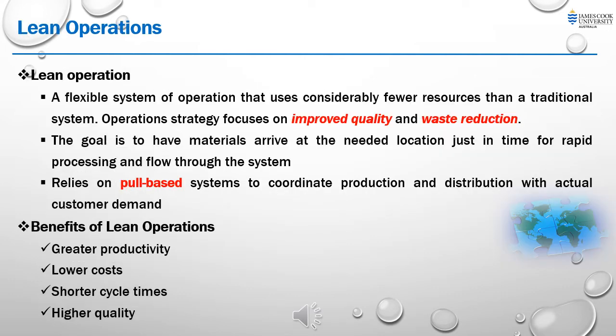Lean operation is a management philosophy that aims to maximize efficiency and eliminate waste in business processes. It is based on the principles of TPS, or Toyota Production System, and focuses on creating value for customers while minimizing resources and reducing waste. The main principles of lean operation include defining value from the customer's perspective and ensuring that every step in the process adds value to the product or service.